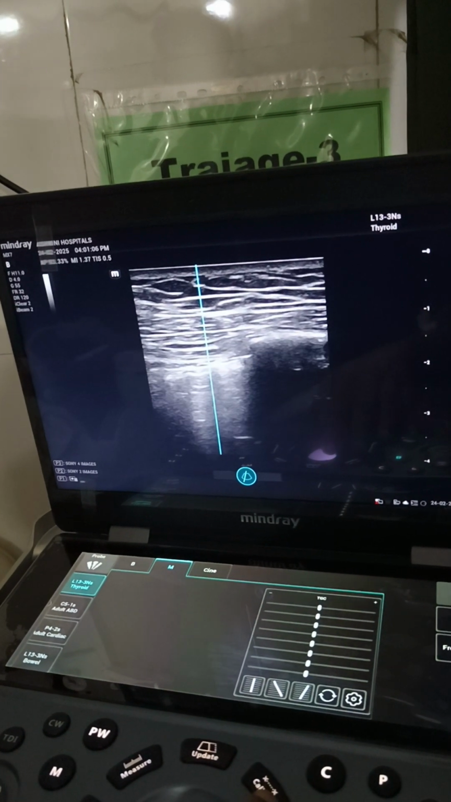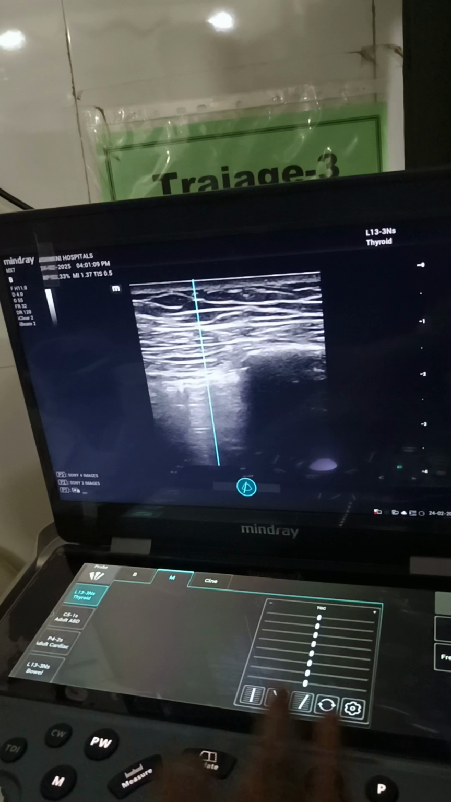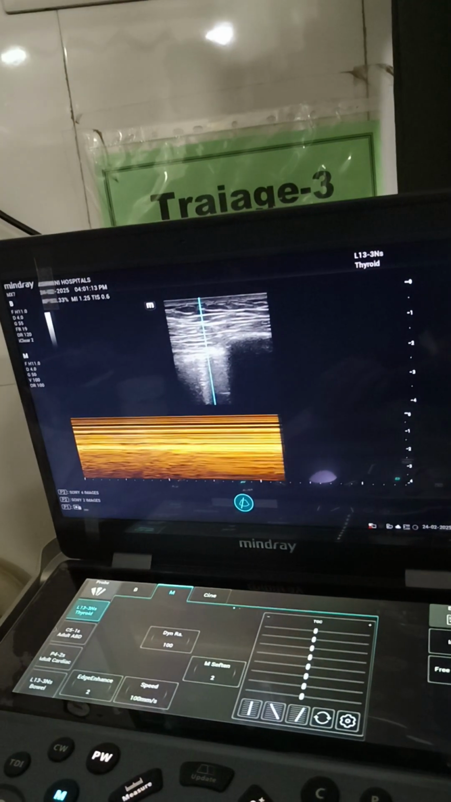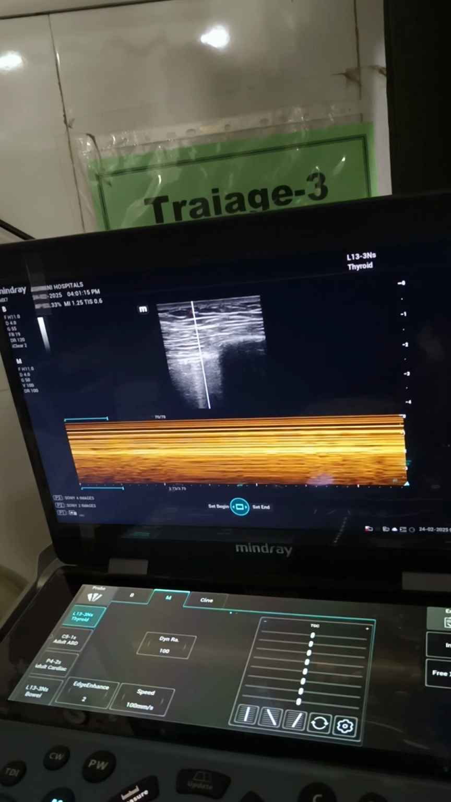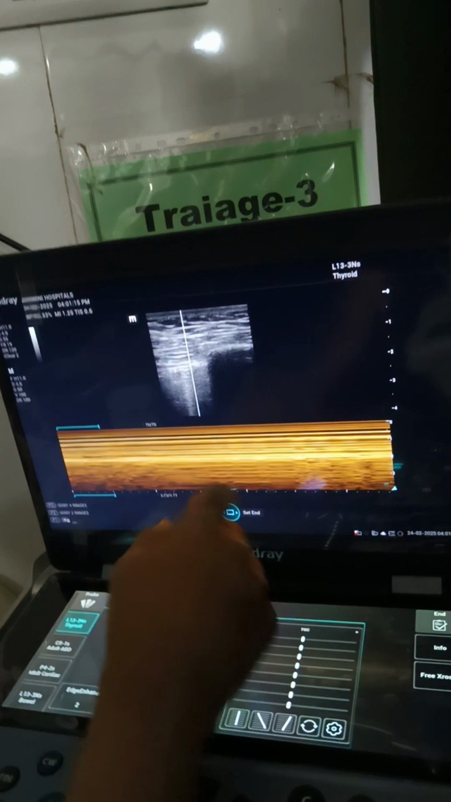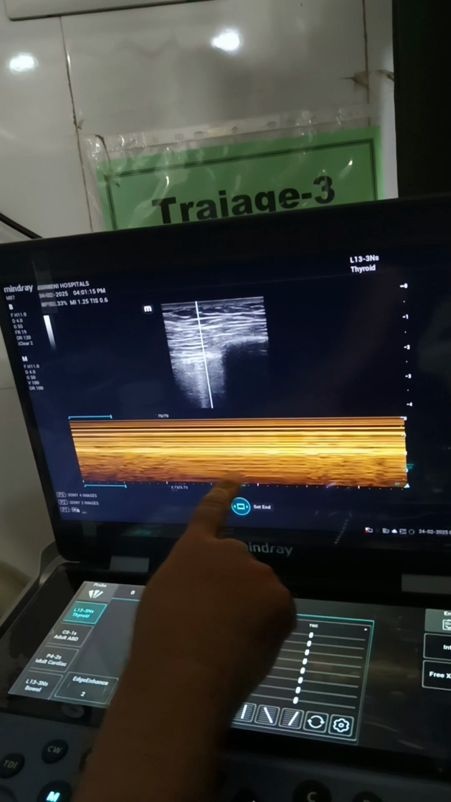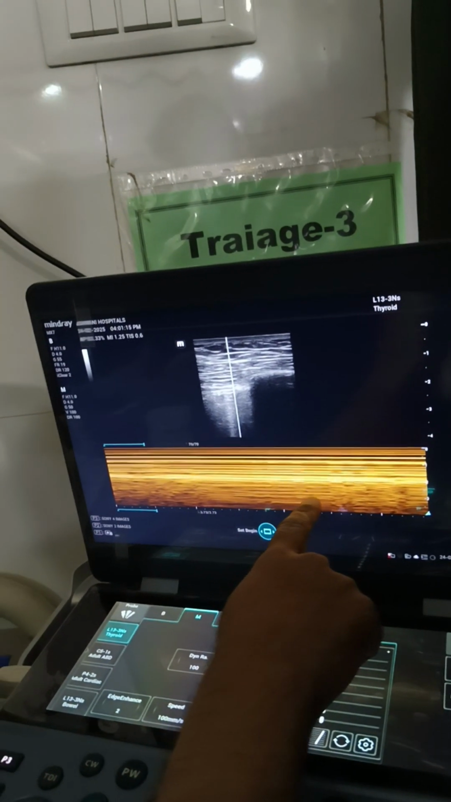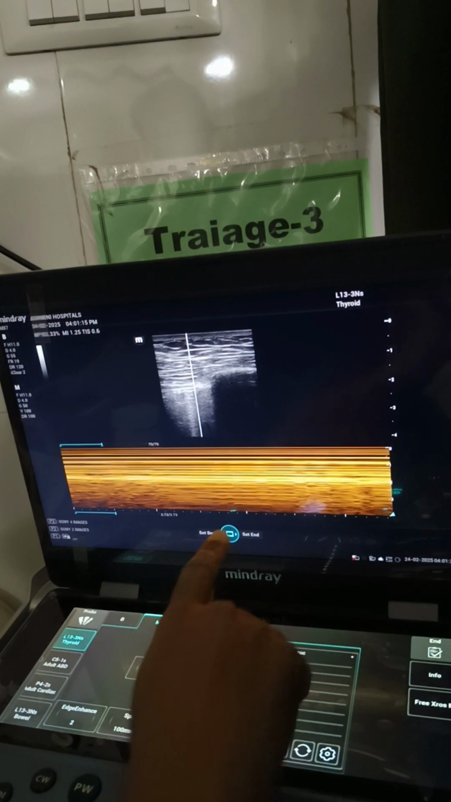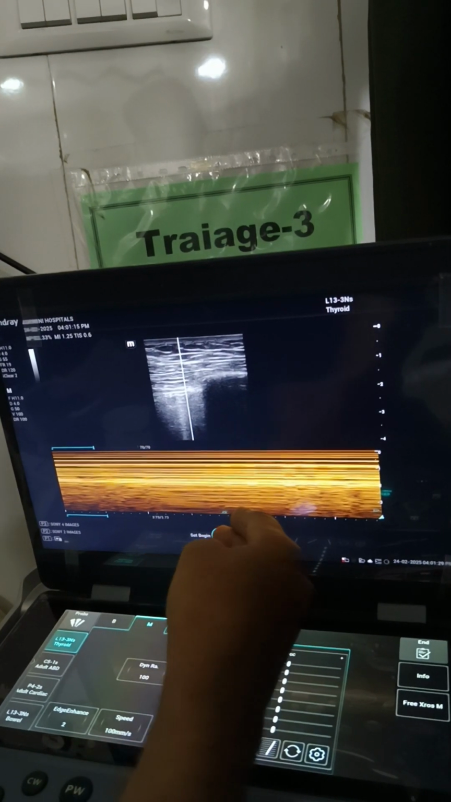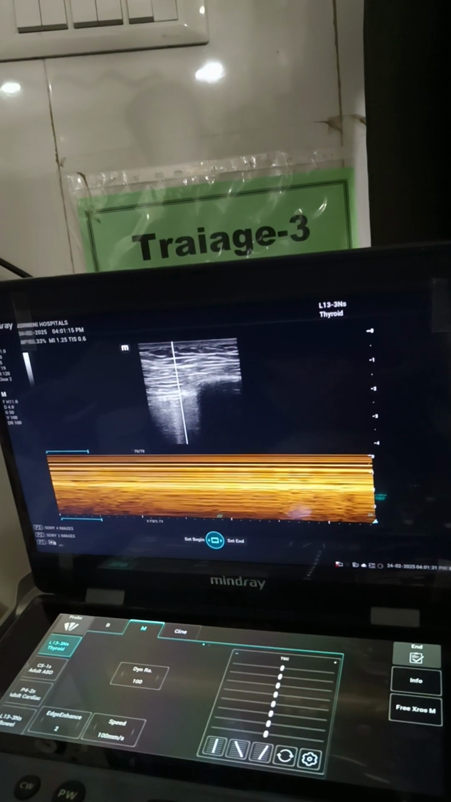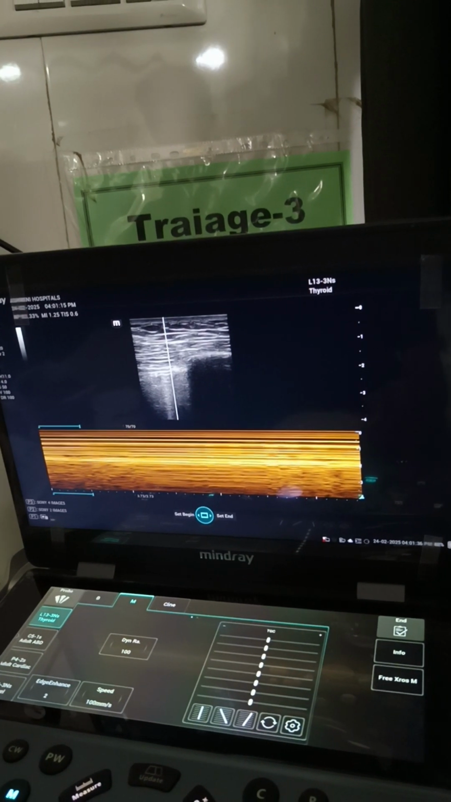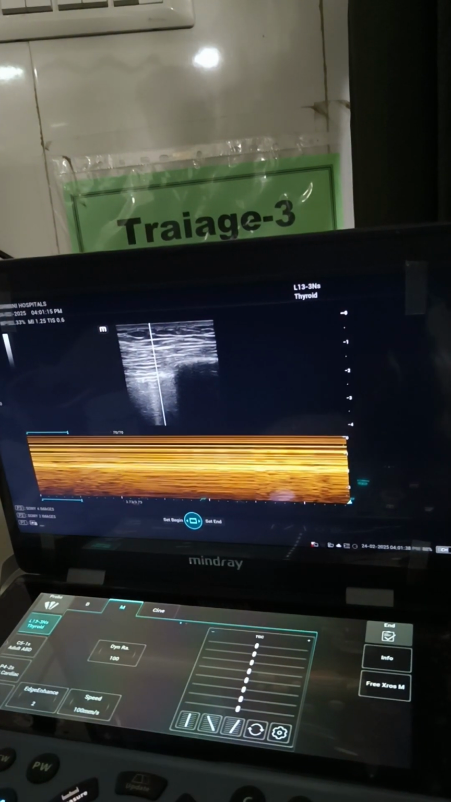I am placing the M mode through this intercostal space. I am freezing it here. Here you don't see that granular appearance. This appears like some barcode. It does not appear like sand on the beach. So here you cannot appreciate that granular appearance which is seen on the normal side of the lung. This is called the barcode sign.